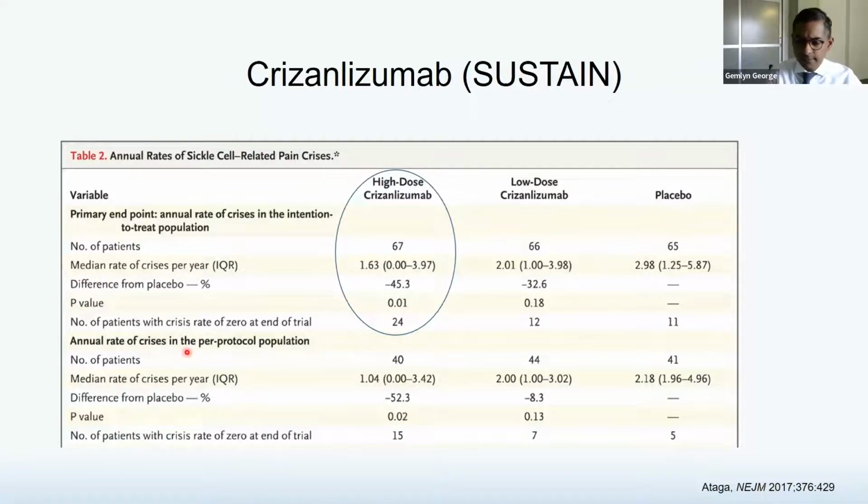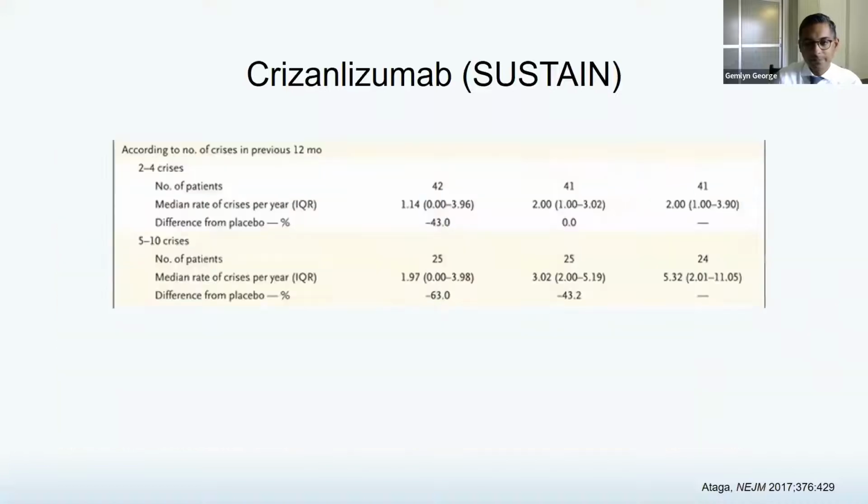As you can see here, the high dose of crizanlizumab demonstrated a marked difference in the rate of crisis per year, indicating a 43.5% lower rate with the high dose criz. I'd also like to bring your attention to the number of patients with a crisis rate of 0 at the end of the trial, which is double that of the placebo group. I'm sorry, 15, 7, and 5.